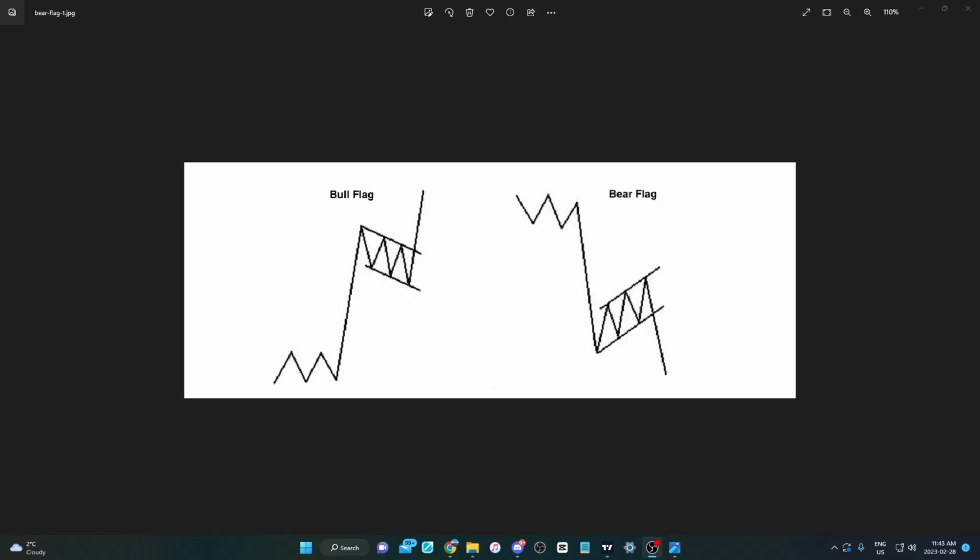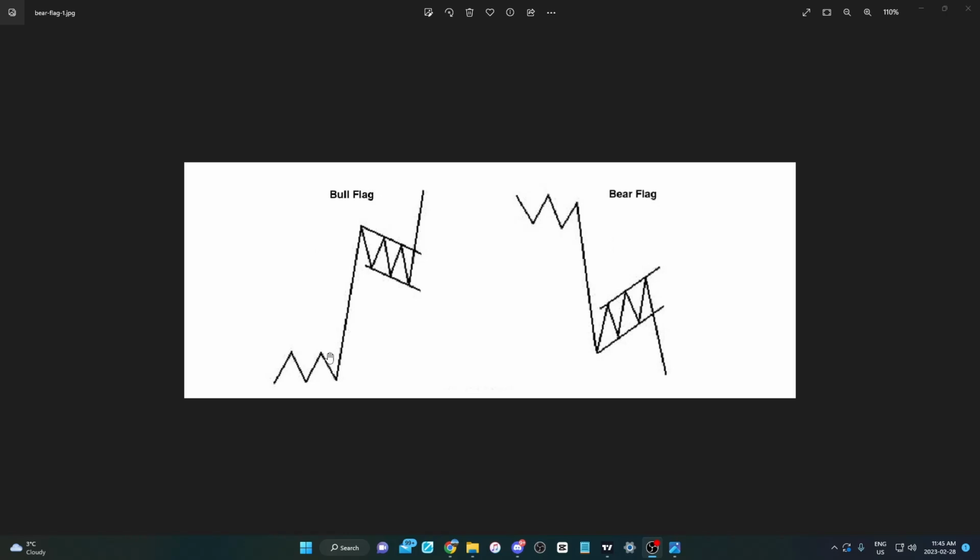Last but not least, we have our bull and bear flags. The bull and bear flags are often viewed as a continuation pattern, indicating that the bullish or bearish trend is likely to continue after the consolidation period. Very similar to a wedge, both flags consist of two trend lines, one acting as support and the other being resistance.